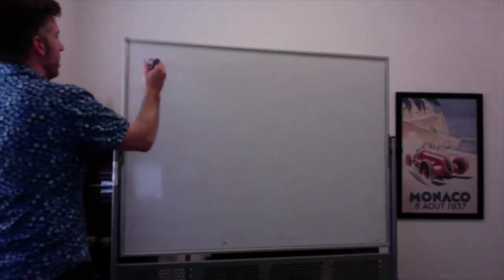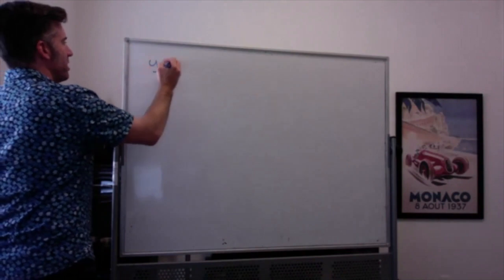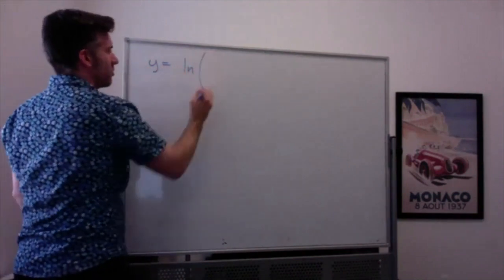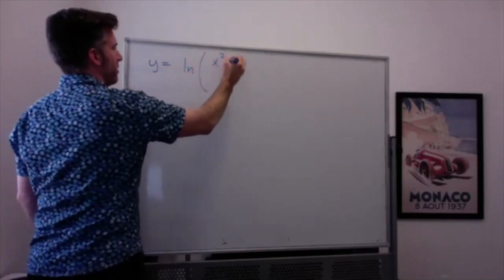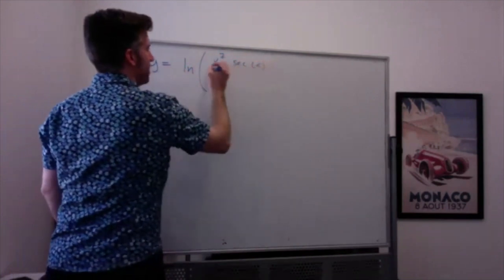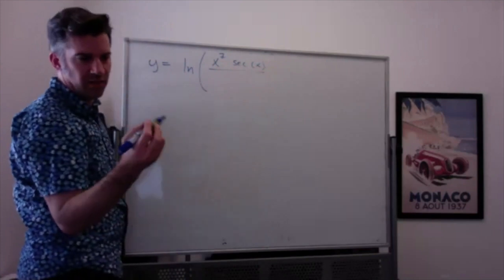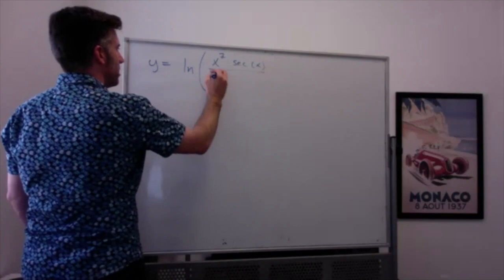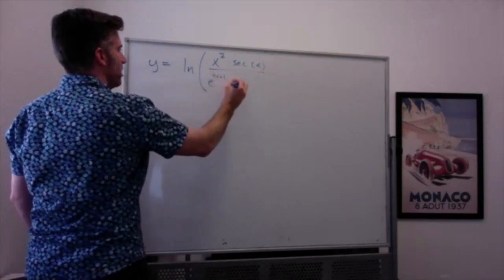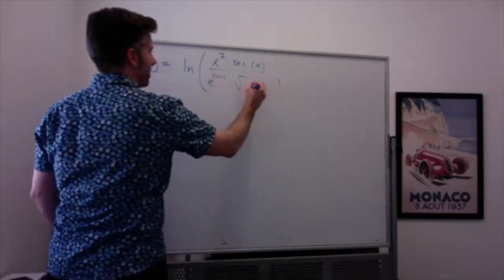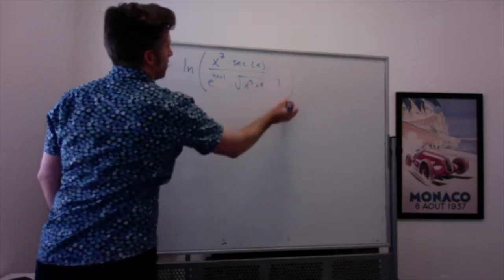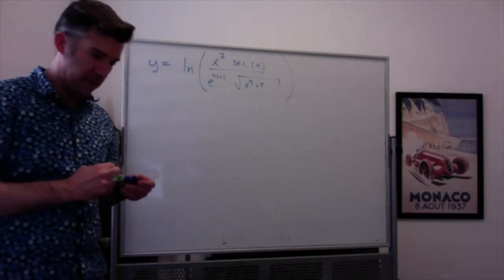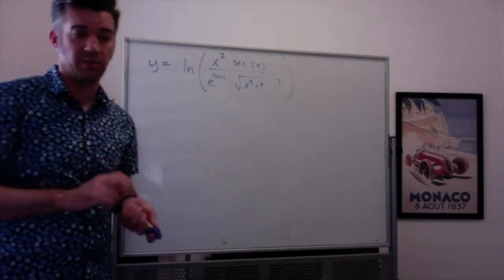So I want to find the derivative of y equals the natural log of some gross thing like x to the 7th times secant of x divided by, this pen is dying already, e to the 4x plus 1 times the square root of x cubed plus 8. Well, that looks awful. I'm definitely going to simplify this first, right?